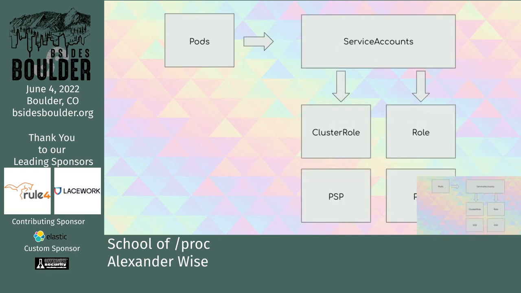If you're mutating, you're going to get one PSP. If you're validating, you might get a whole array of them. The drawback here is that if you're not using workload identity in your Kubernetes clusters, so for instance, if all of your pods run as the default service account in a namespace, you might have some heavy lifting to do before you could start to use pod security policies.